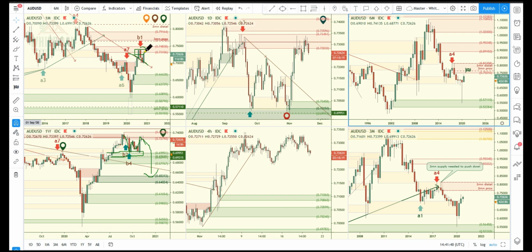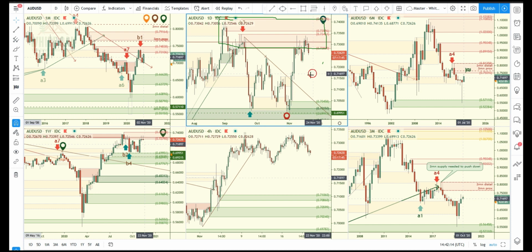And where would it be heading down to? It'd be heading down to this area of demand that we located right here. So I think that's very possible. This daily area of supply here was created inside the weekly area of supply. So it's not a reaction to supply, it was created within the weekly supply. Okay, it's important to know that.